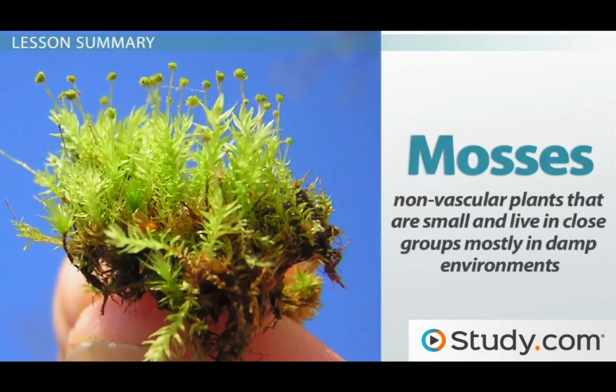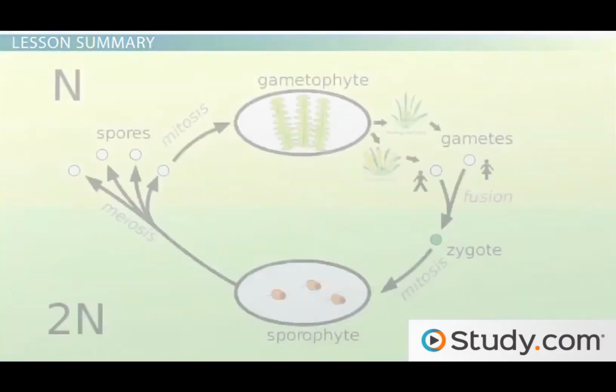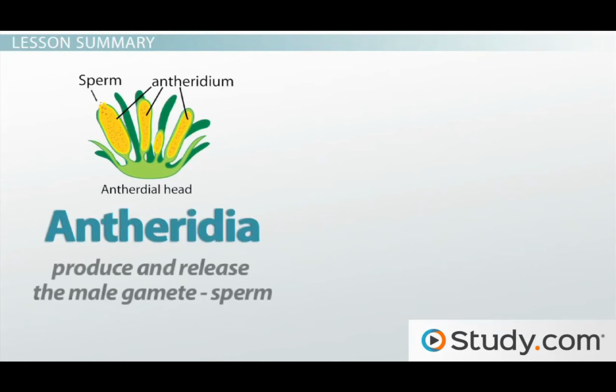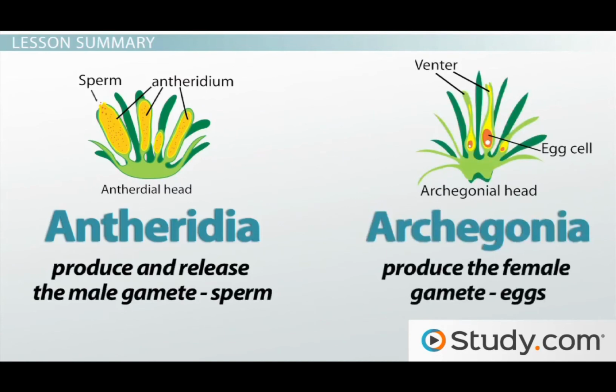Mosses are non-vascular plants that are small and live in close groups, mostly in damp environments. Unlike more advanced plants, mosses have a dominant haploid stage. Moss gametophytes are generally either male or female. Male gametophytes contain antheridia, which produce and release male gametes, sperm. Female gametophytes contain archegonia, which produce the female gamete, eggs.